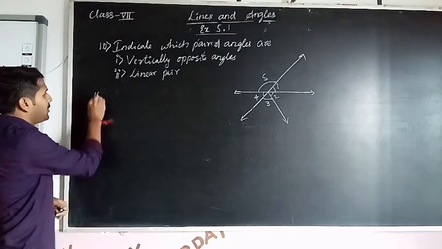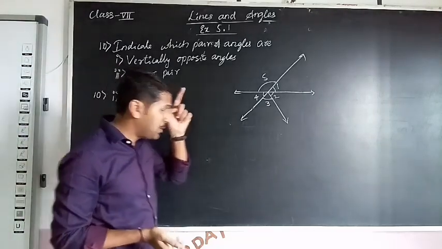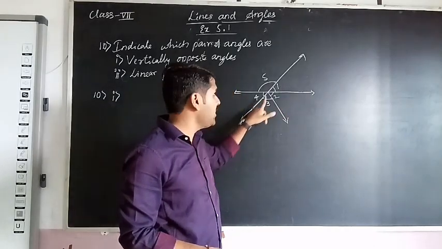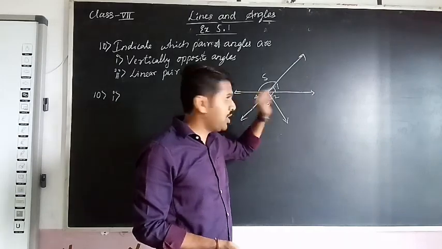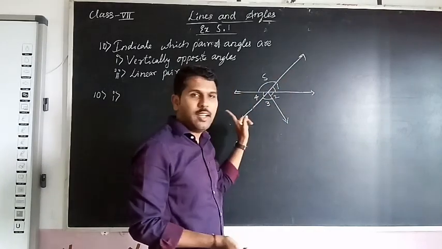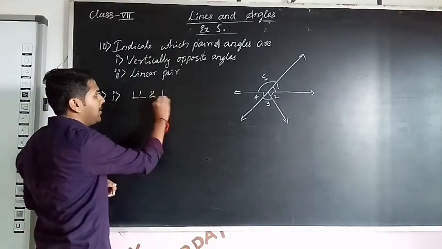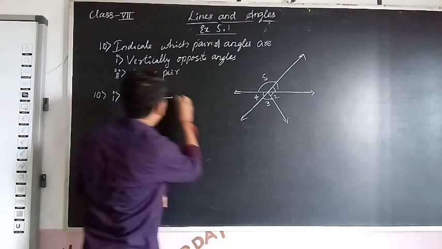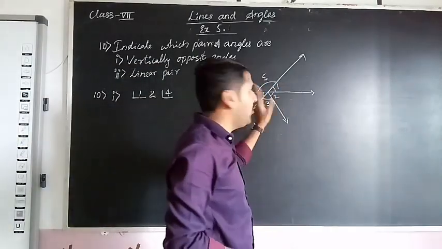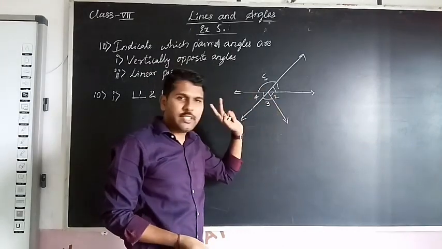Next question: indicate which pair of angles are, first, vertically opposite angles, and second, a linear pair. So which angles are vertically opposite angles? See here, 1 and 4 are vertically opposite. Why? Because the rays are opposite each other. This ray and this ray are opposite. So 1 and 4. Only 1 and 4 are vertically opposite. What about 5? There is no opposite here.